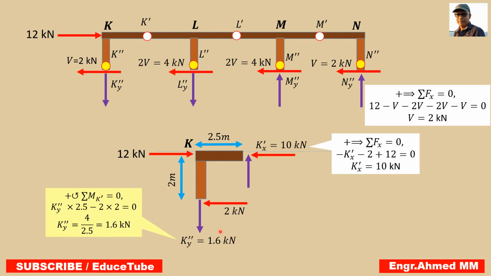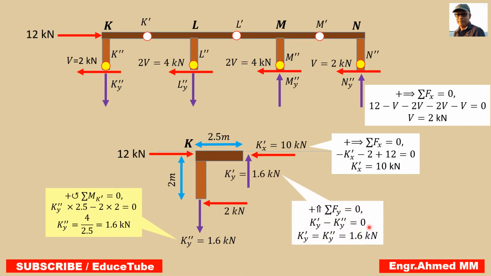So we are finding here this 1.6. Now this 1.6 we know. So there are 2 places we can see the vertical reactions components. So easily we can find it summing vertical forces equal to 0, because this force minus these reactions equal to 0. So easily we can write K prime Y equal to 1.6 kilonewton. So we got it. So we are done for this K segment.